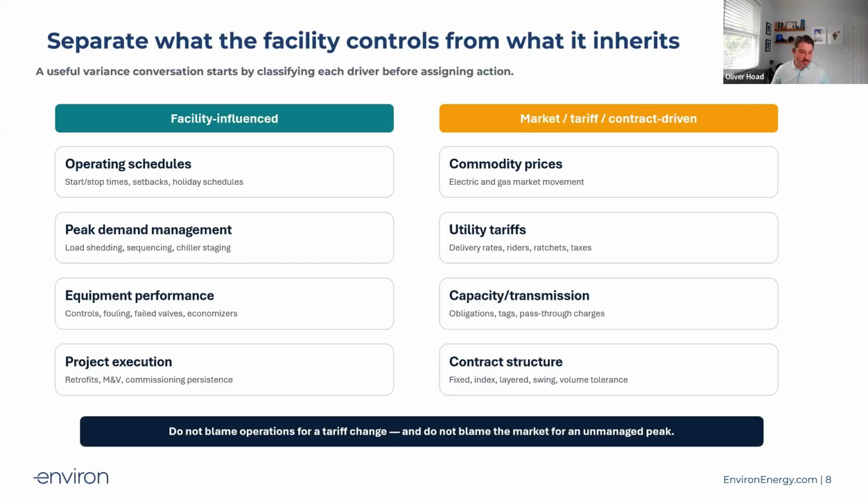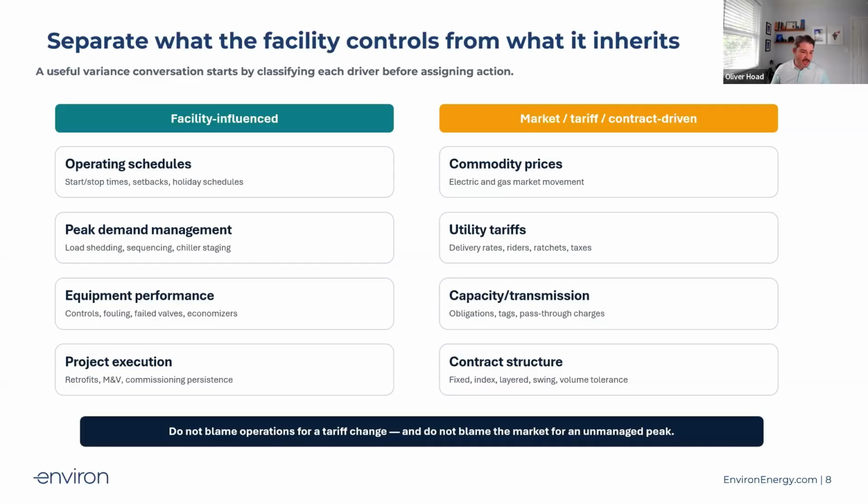There are other things that are totally out of your control, like the commodity price perhaps from a past contract, the utility tariffs as they change, and the capacity and transmission tags as we've moved through different market prices over the last couple of years, specifically within the PJM market. And then finally, the contract structure, dependent on if you're on a fixed product or layered index, is going to be outside of the control of the overall facilities team.